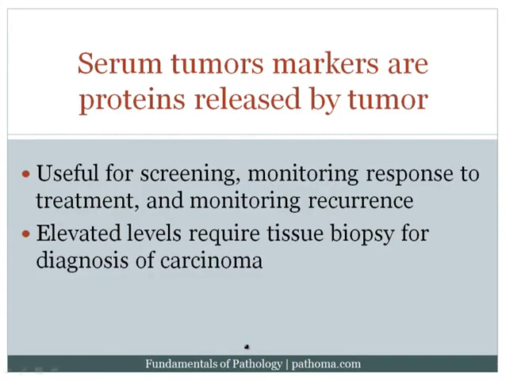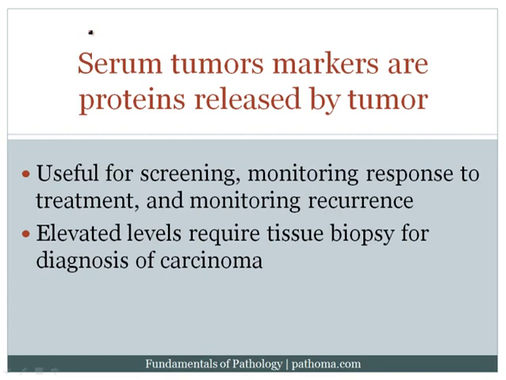Now, another way by which we can classify tumors and follow the treatment and response of tumors is serum tumor markers. What are serum tumor markers? These are proteins that are released by the tumor. They are released, obviously, into the serum. Now, these serum tumor markers can be useful in three circumstances. Some serum tumor markers are useful as a screening test. For example, PSA is a protein that's released by prostate cancer, and it gets released into the blood, and we can then detect it in the blood, and so it's useful as a screening test.